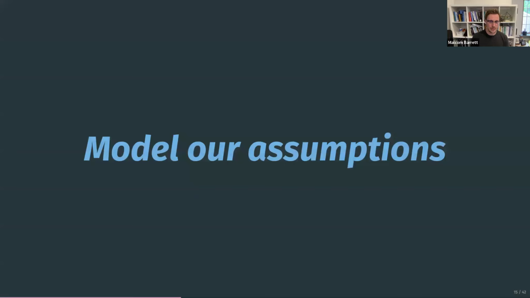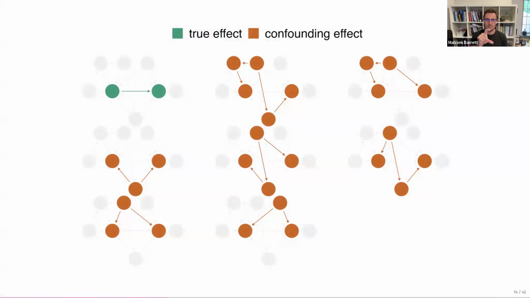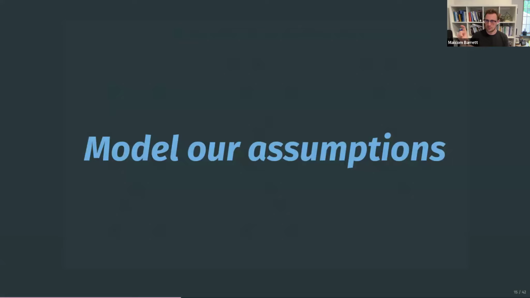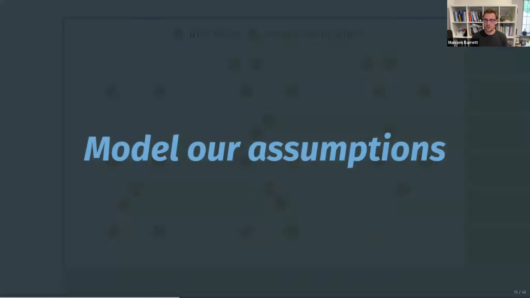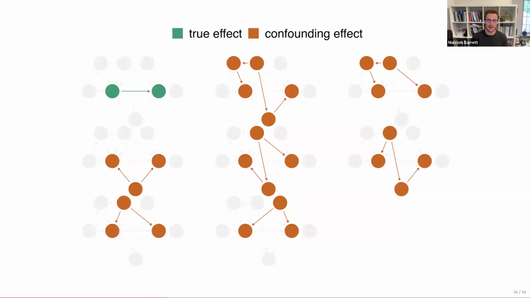So let's move to modeling our assumptions, and I'll pause there. I'll pause what I left off here about the adjustment sets, and we'll talk about that in a second when we get to our model. So given this causal diagram, we now want to create a causal model that helps us identify that true effect, that green effect in the upper left.